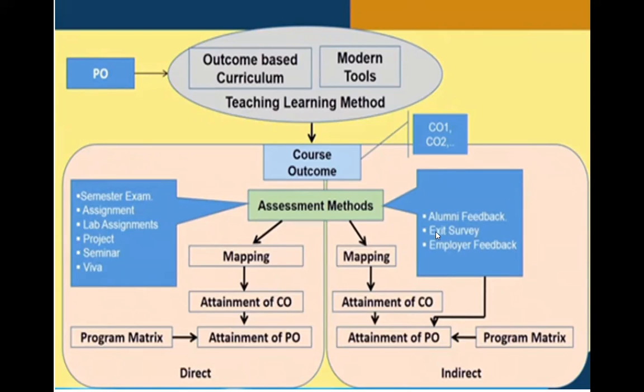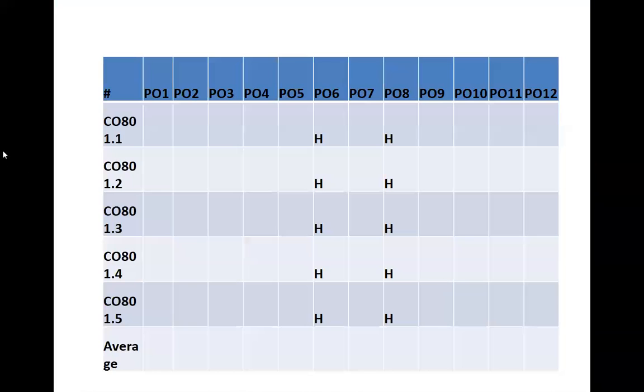And we have an indirect method of assessing also using alumni feedback, exit survey, and employer feedback. We'll be seeing the forms of these things also. And this is how we mark.